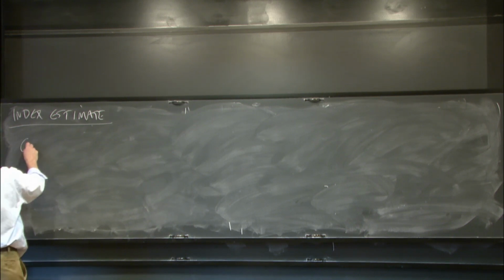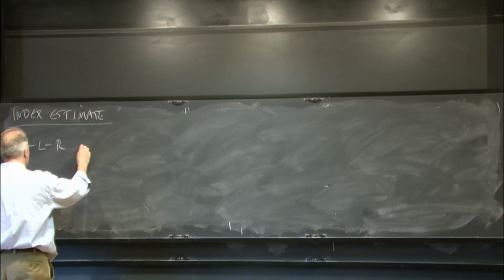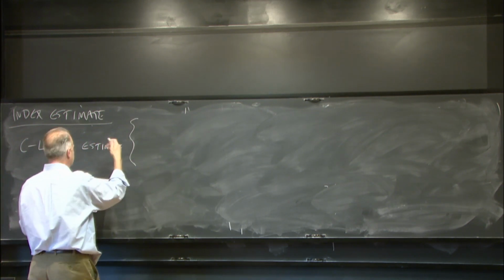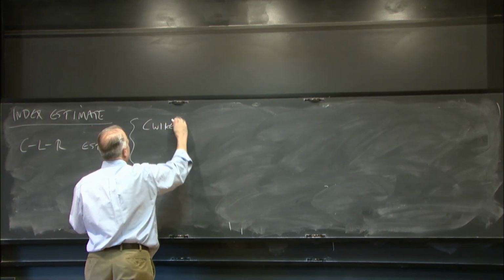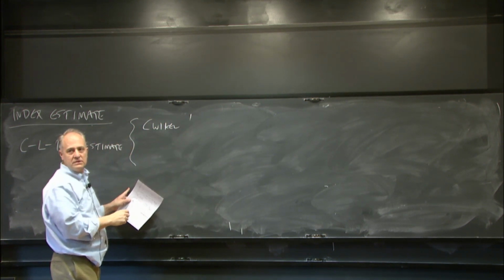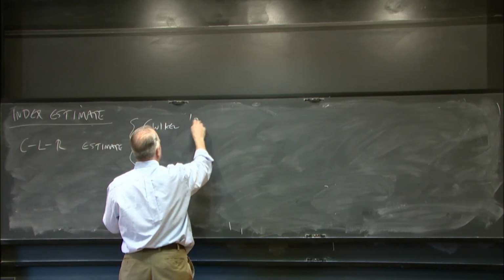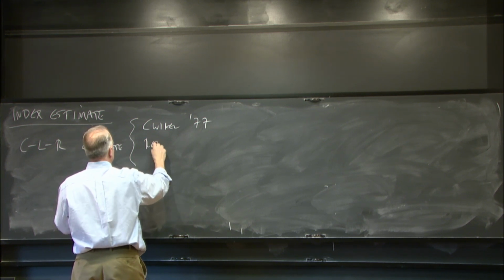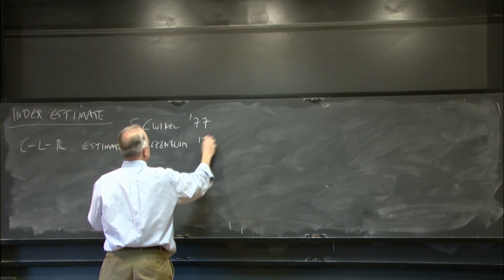So, in fact, I'll refer to it as the CLR estimate, or inequality. So who are C, L, and R? Cwikel. Thank you. So I guess these are the dates. If I get this correct, it's 1977, and then Rozenblum, I guess like 76.